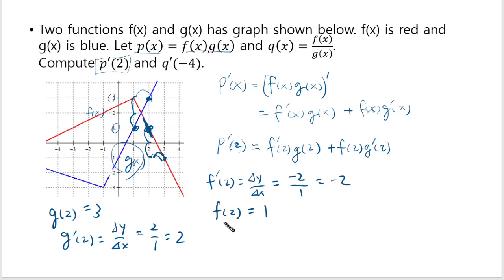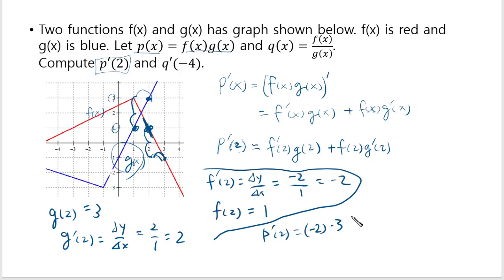And then since we have all the values, now we just have to put them together. P'(2) is f'(2), which is -2, times g(2), which is 3, plus f(2), which is 1, times g'(2), which is 2. So that equals negative 6 plus 2, which is equal to negative 4. Alright, so by breaking up this puzzling question into several steps, we're able to manage it.